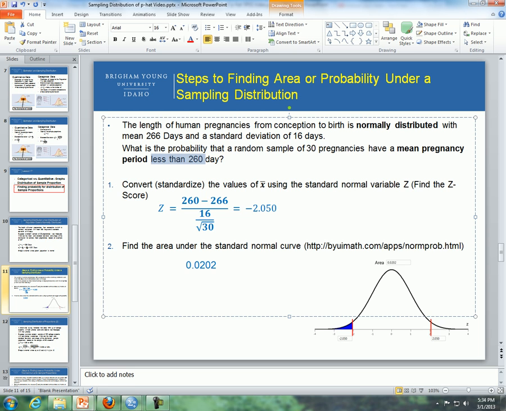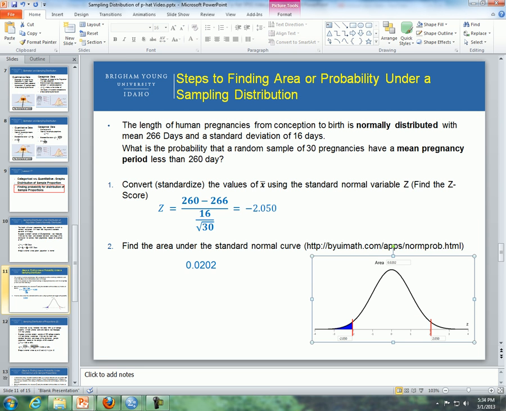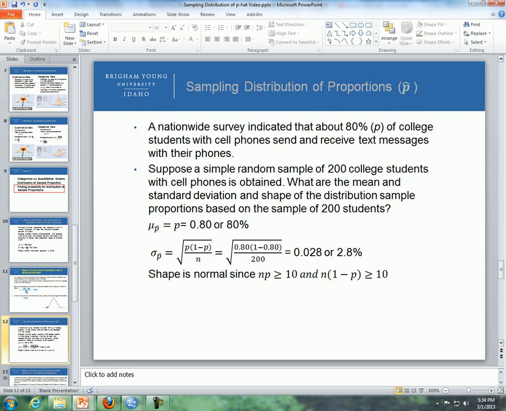And then if you look at the area box here, on the bottom right, the area box at the top of the normal distribution curve, it's 0.0202. So there's a 2% probability that a random sample of 30 pregnancies will have a mean pregnancy period less than 260 days. Okay, so now what I want to do is talk about sampling distributions of proportions.